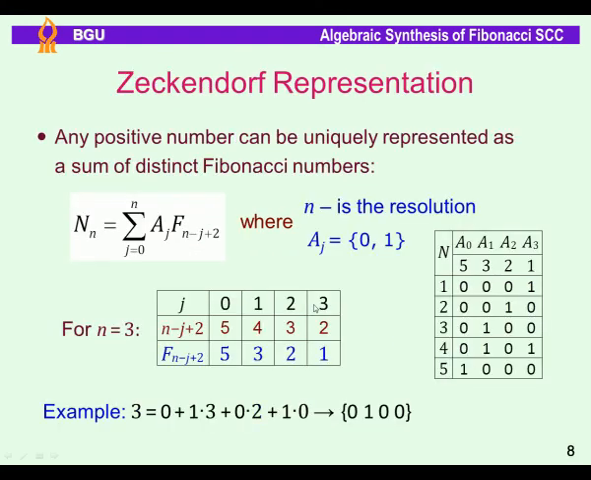According to Zeckendorf's theorem, any integer number can be represented uniquely as a sum of distinct Fibonacci numbers. Incrementing the index j, we get the largest Fibonacci number f n+2 in the leftmost position as shown in this table. The Zeckendorf representations for different numbers n are shown here.